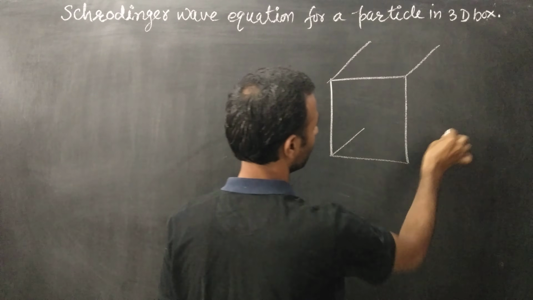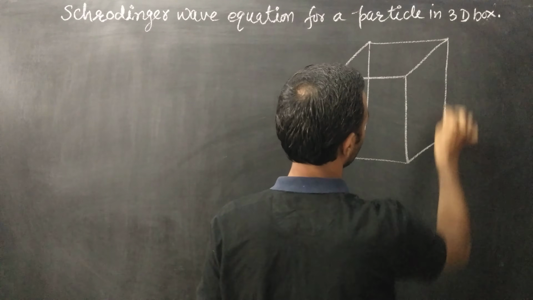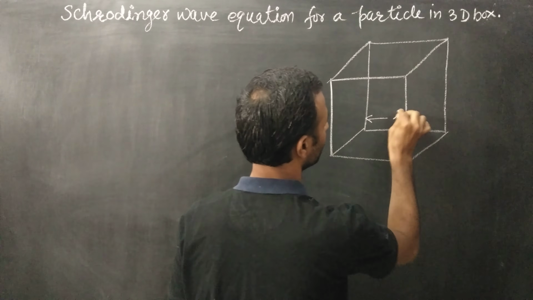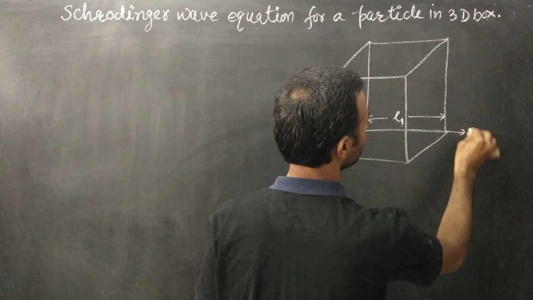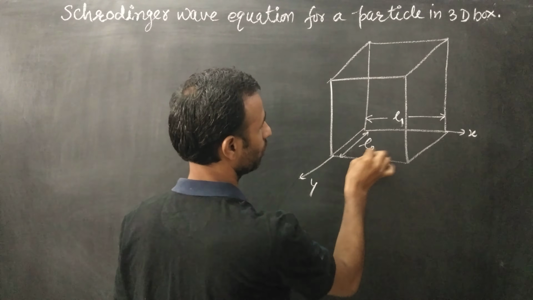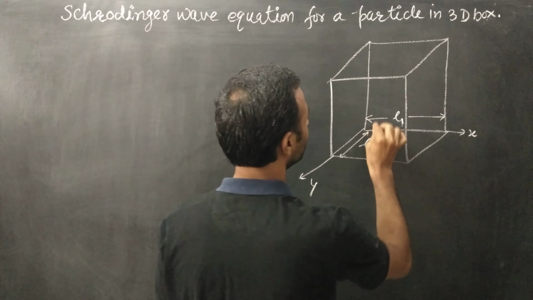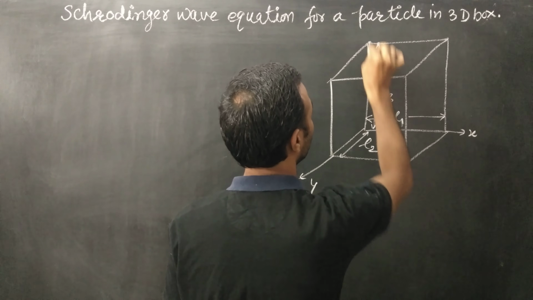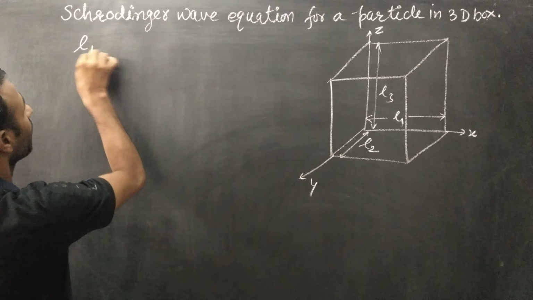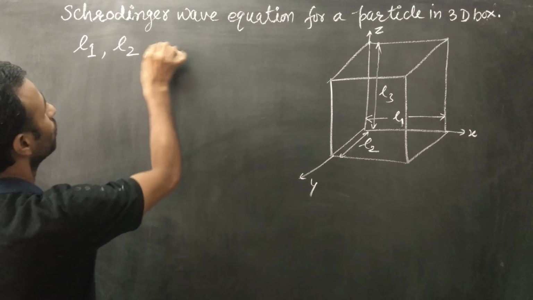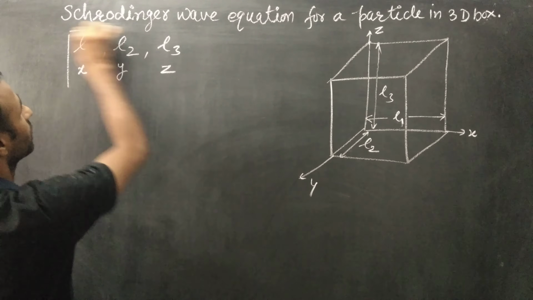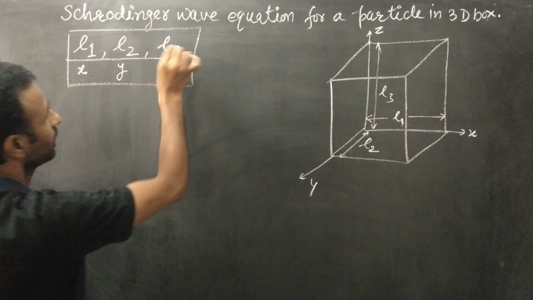Like if we have a 3D box, it may be cubic or any other 3D box where the length is, let us take L1 along the x-axis and L2 along the y-axis and L3 along the z-axis. That means that the box has lengths L1, L2 and L3 along the x-axis, y-axis and z-axis. Right? These are the lengths.